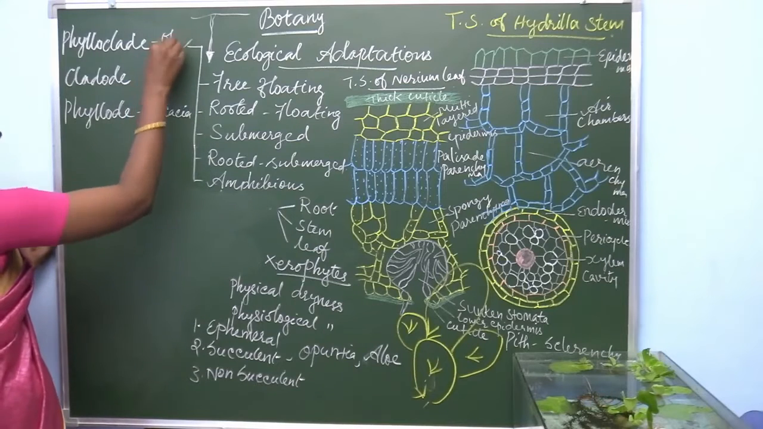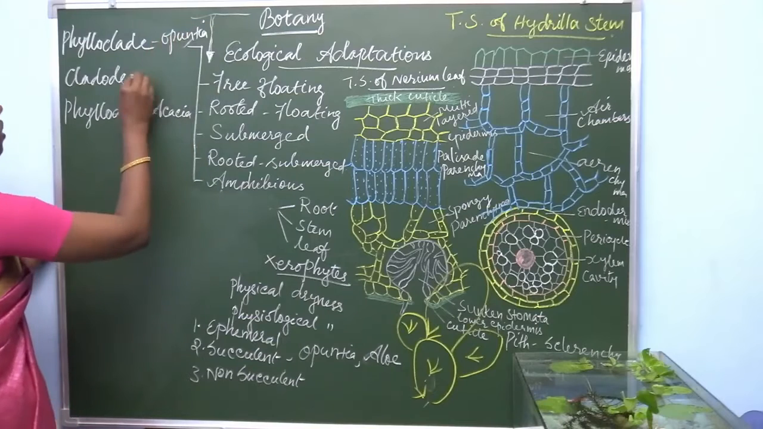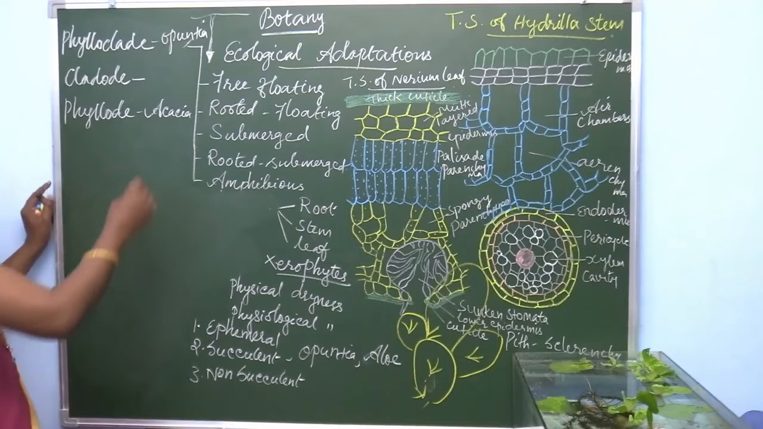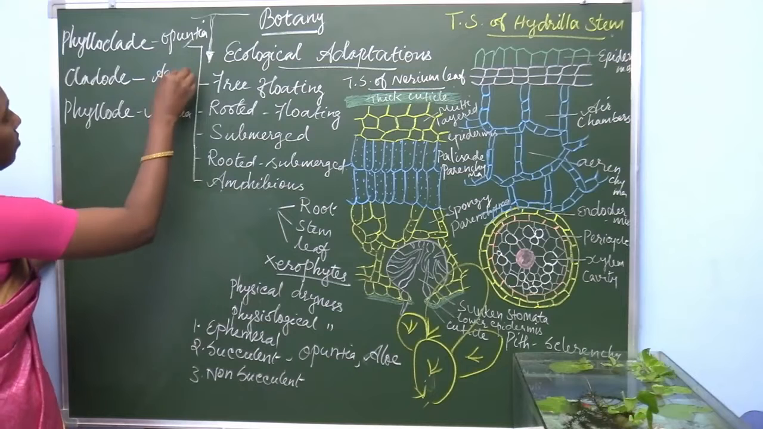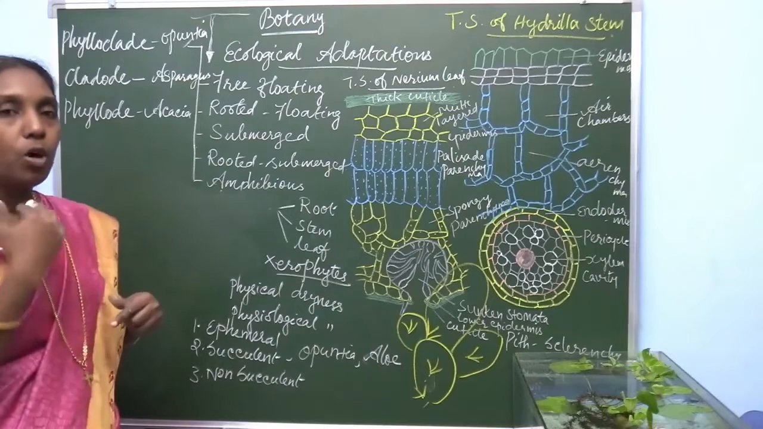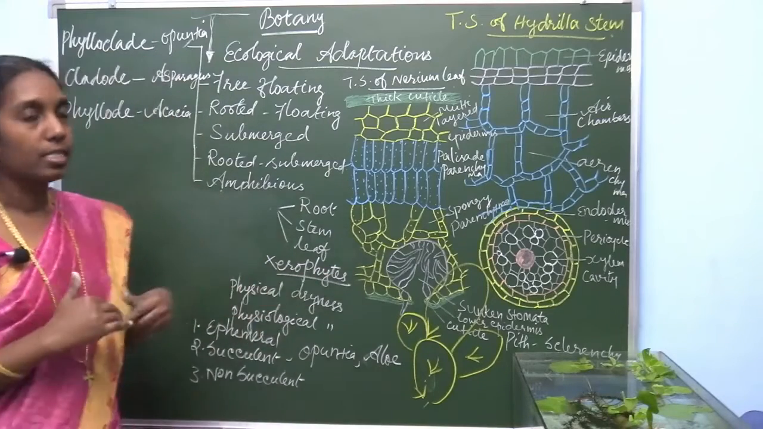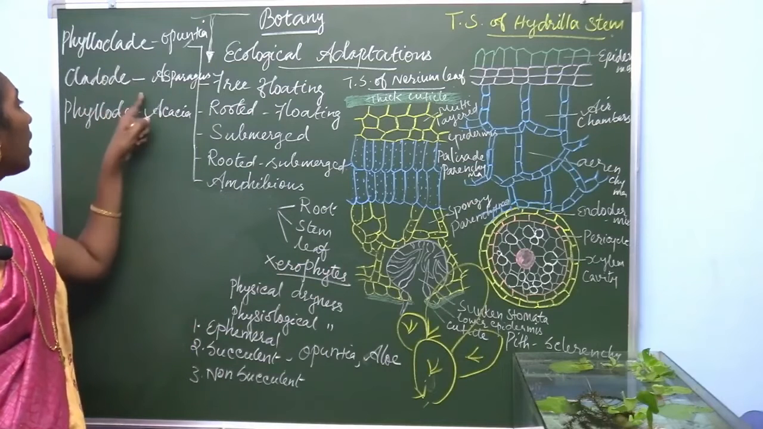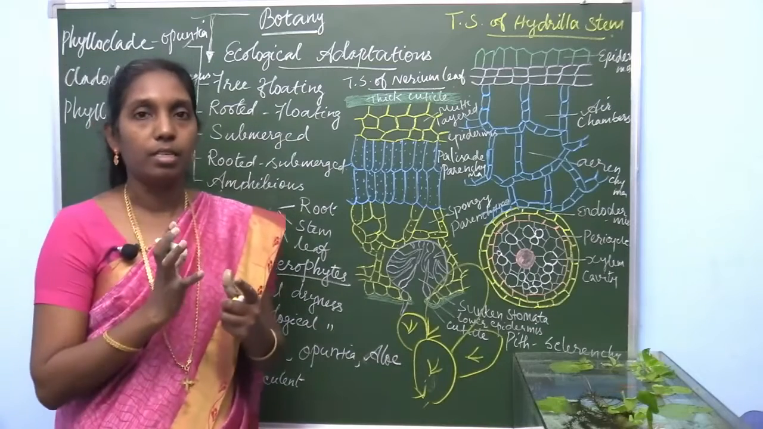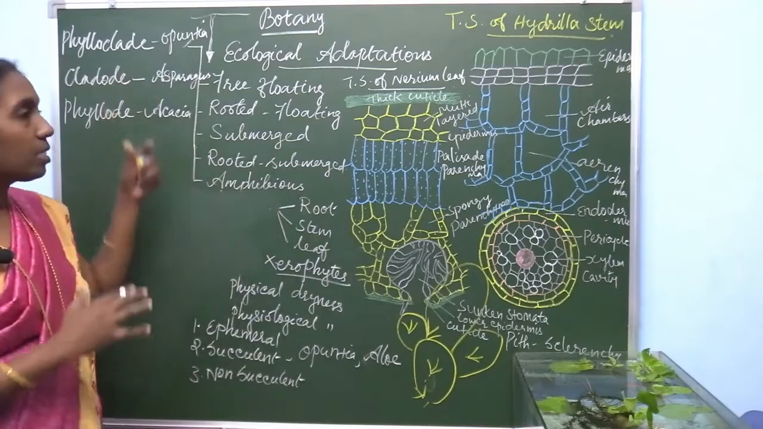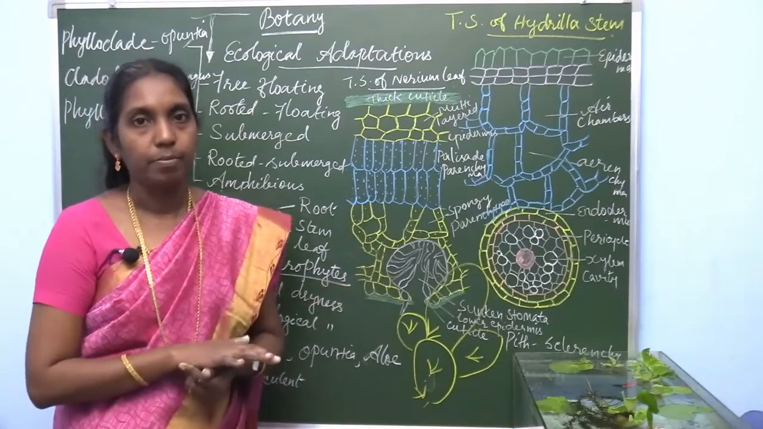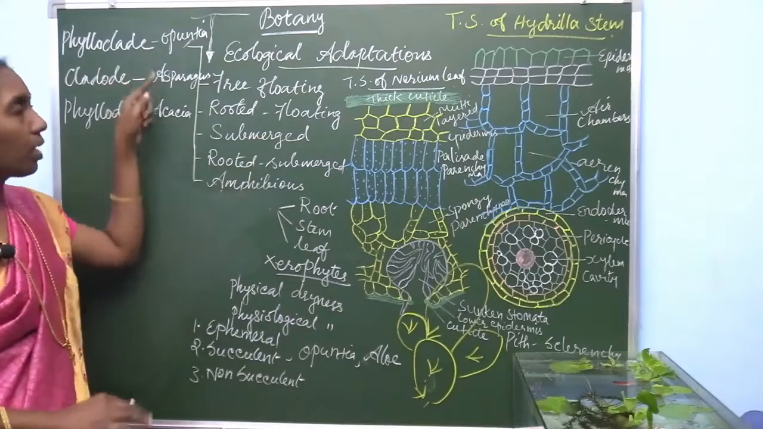Phylloclade, opuntia, cladode, asparagus. So, asparagus, the modification is cladode. So, stem part modified, the aerial part is modified in such a way: phylloclade, cladode and phyllodes. So, the stem portion, the aerial part, is thick, leathery and coated with wax.